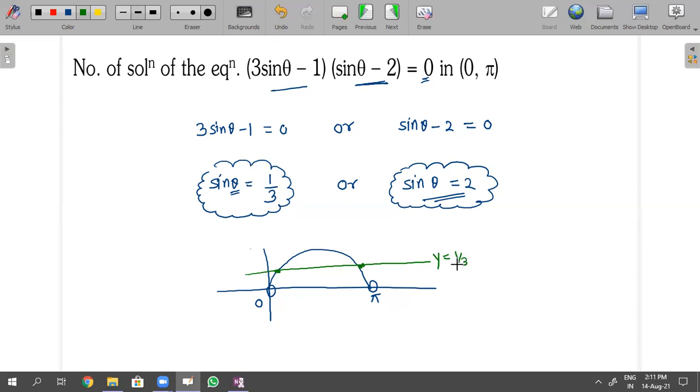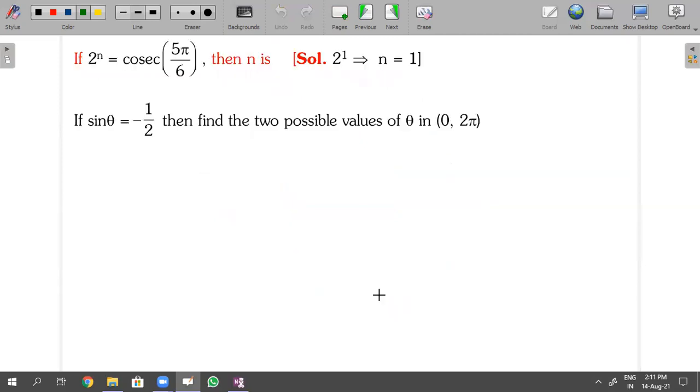And in fact, we already know the answer. Sine is positive in quadrant number 1 and quadrant number 2. So definitely we'll get a solution in the first quadrant and another solution in quadrant number 2. So how many solutions of this equation exist? It is 2. If one of the angles is alpha, then definitely the other angle will be pi minus alpha. Now let me move to the next one.